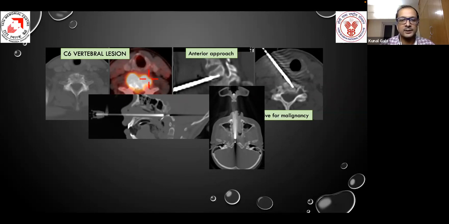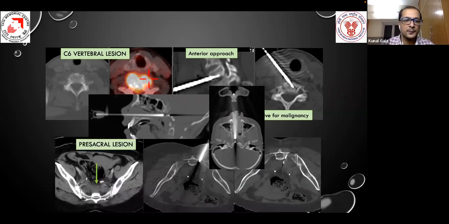This is just a complex biopsy I have shown you. So this is a post-op patient on follow-up, and there was some new lesion coming in. This was a patient who was operated for carcinoma of rectum, and the patient has a new lesion in the presacral region. There is no other approach anteriorly, as the bowel and other structures are coming in.